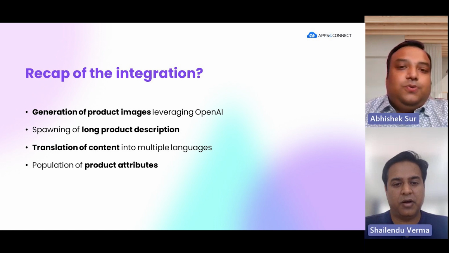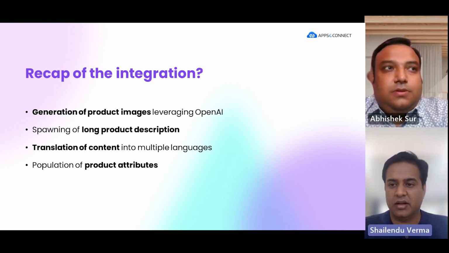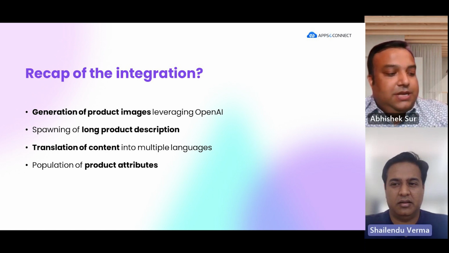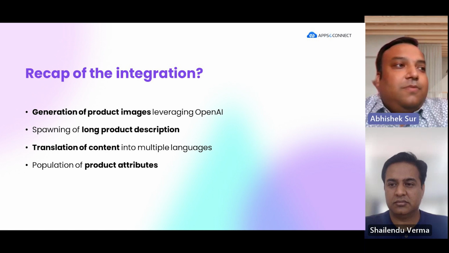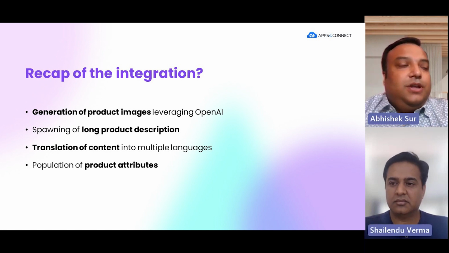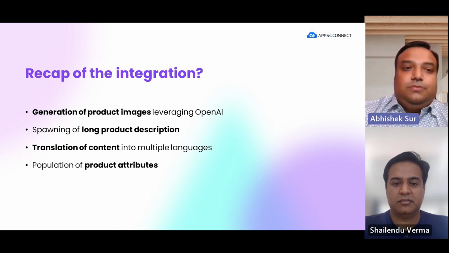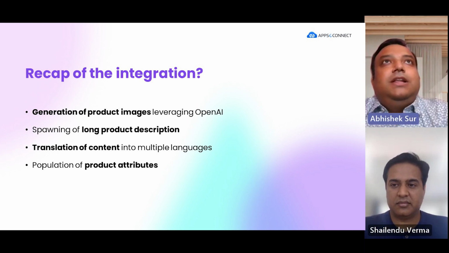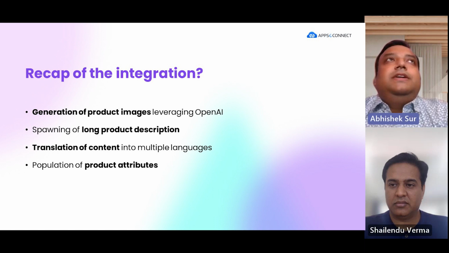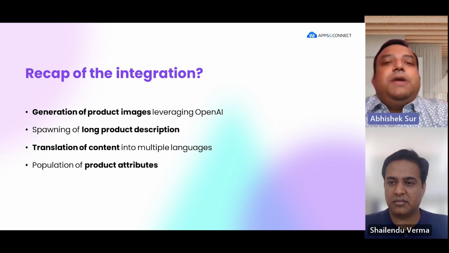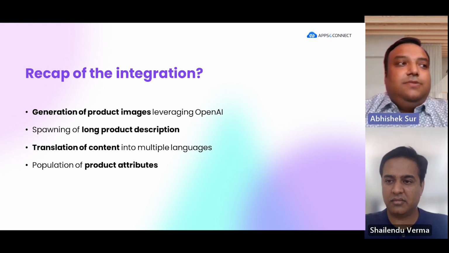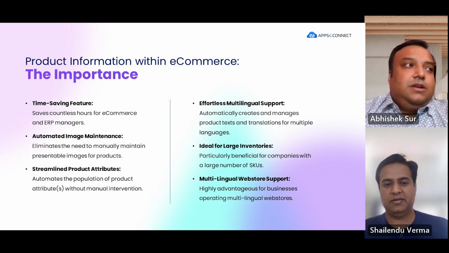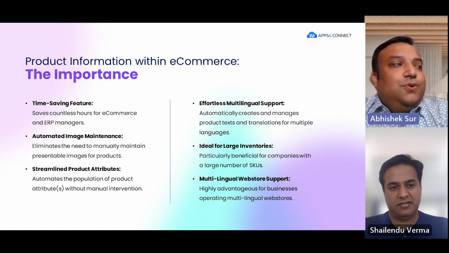You can also populate product attributes, something like weight, or different variants. All these things you can also do. These capabilities will enhance the power of the integration, so that without spending a lot of time on manual work, we can leverage the AI solution. Yeah, so these are some of the benefits that we found out.